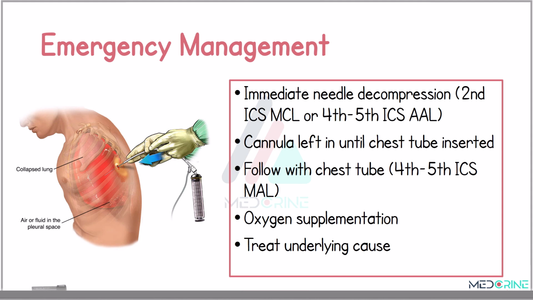The first life-saving step in tension pneumothorax is needle decompression. In needle decompression, you need to insert a large bore cannula, typically 14 gauge or 16 gauge, into the second intercostal space at the mid-clavicular line, or the fourth to fifth intercostal space at the anterior axillary line. This allows the trapped air to escape, relieving the intrathoracic pressure. However, it is only a temporary measure. A chest tube may follow immediately.